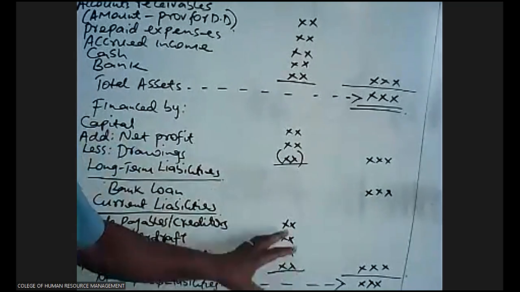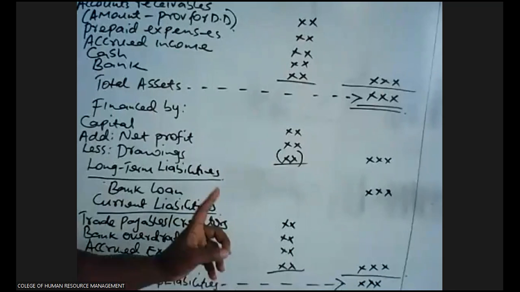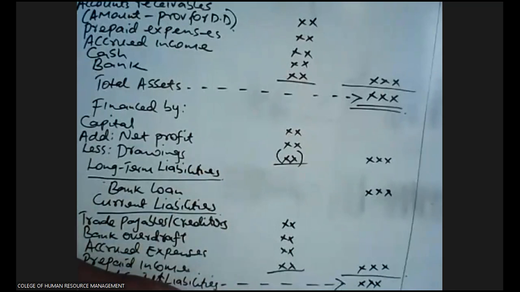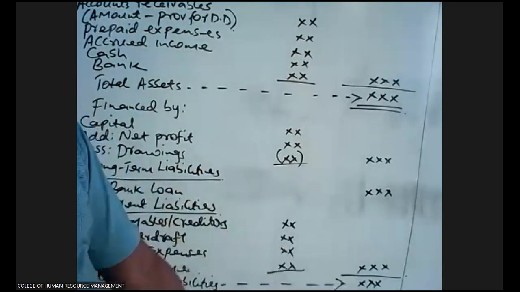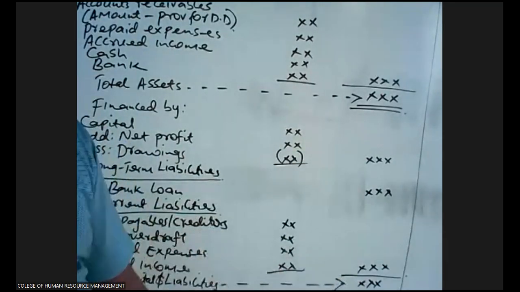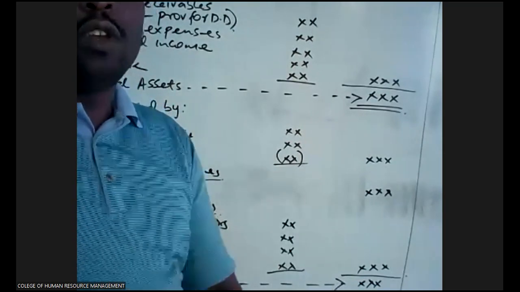And then these are the short-term debts the business owes in the form of creditors, overdraft, accrued expenses, or prepaid income. We get them and we total, we get that figure. If we add them, we get the total capital and liabilities. And that becomes your statement of financial position. So it is very easy.